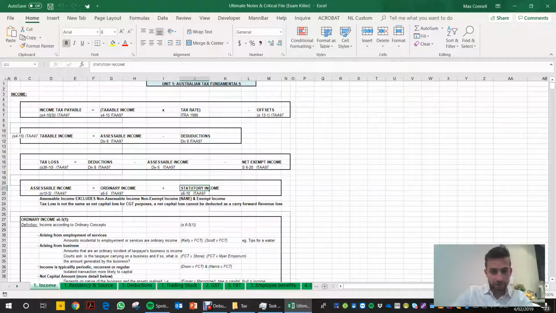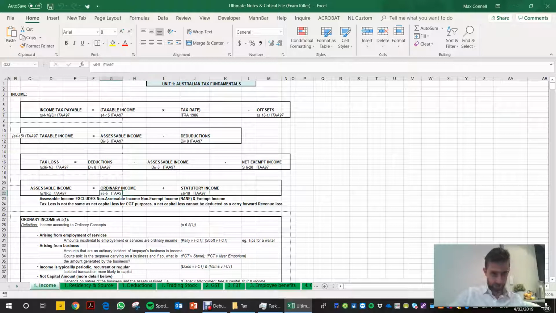The other concept to probably consider here is that income or assessable income is made up of 2 different types of income. The first is ordinary income and the second is statutory income. Ordinary income is probably everything that you're familiar with in terms of rent, dividend income, wages, personal income, most types of ordinary income. Statutory income is specifically defined in the Act, and it only covers a few very specific things. Probably the most common thing is capital gains.